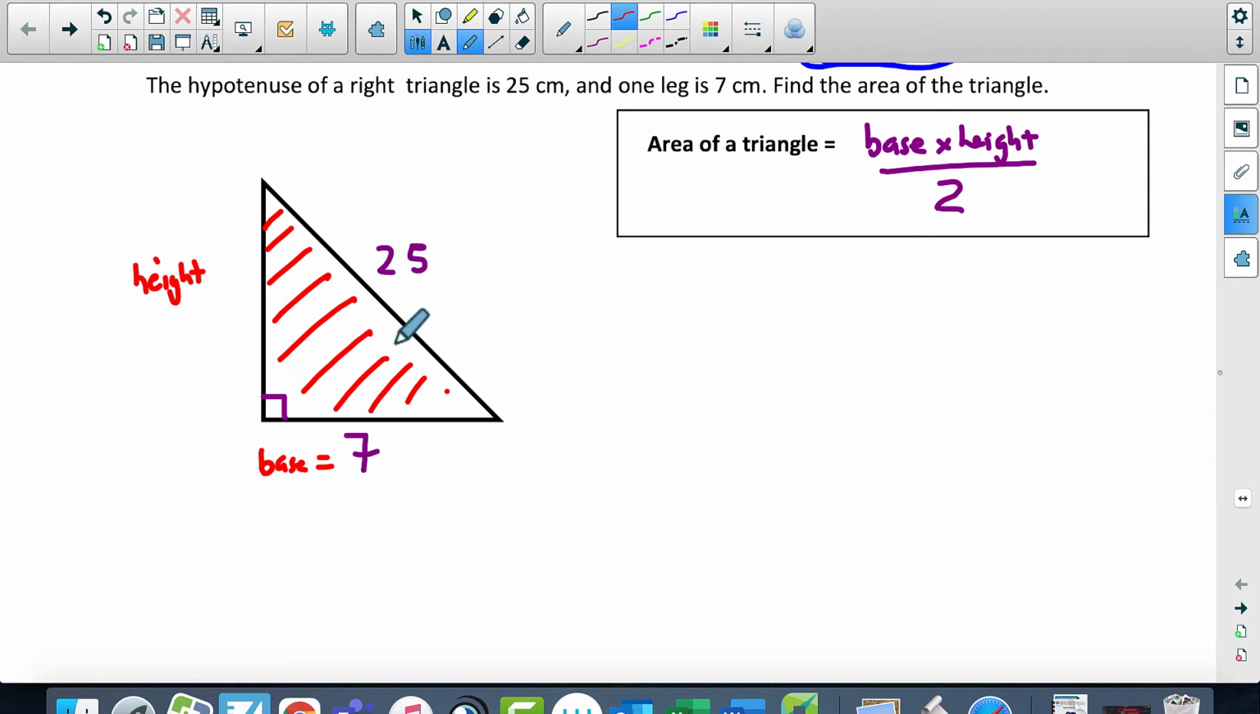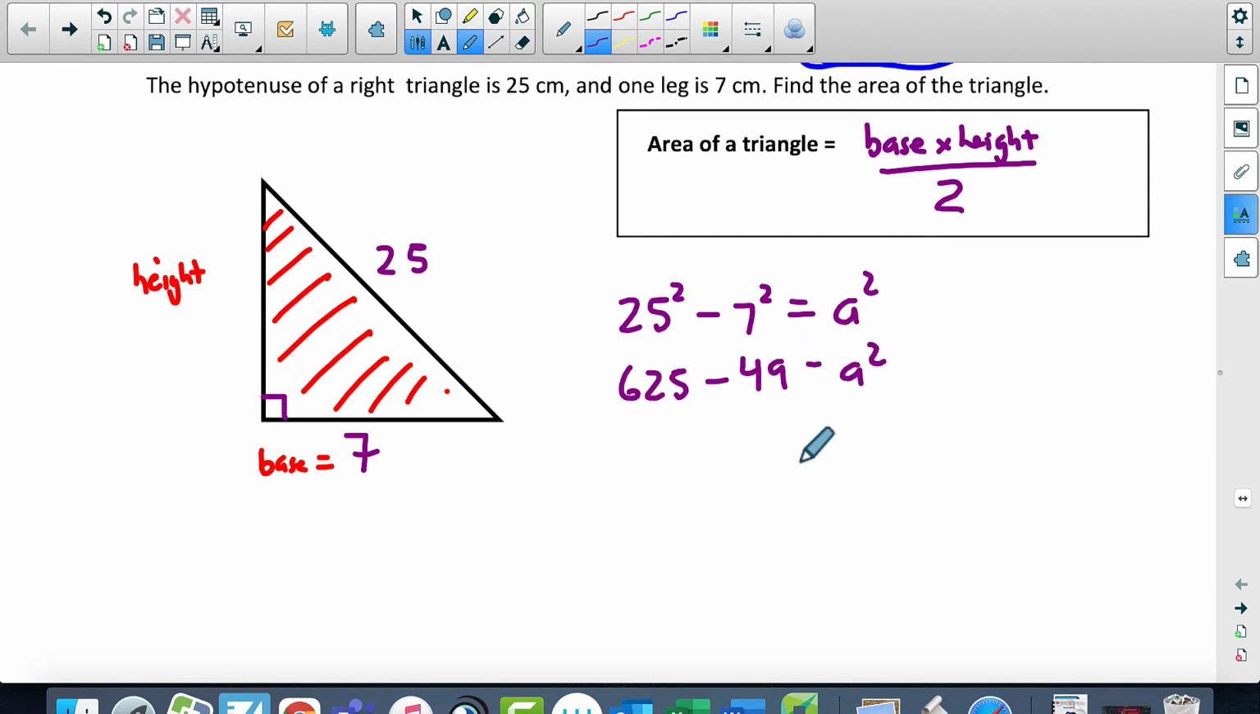Now, we're going to square both these numbers as we always do. Are we going to add or subtract? We got to subtract this time because we know the hypotenuse. We know the longest side. So we're going to do 25 squared minus 7 squared equals a squared, or b squared, whatever you want to call it. I'll call it a squared. 25 times 25 is 625. 7 times 7 is 49. That equals a squared. So now we're going to subtract 625 minus 49, and we get, whoops, that should say equals. We get 576 equals a squared. And as always, our last step is to take the square root.